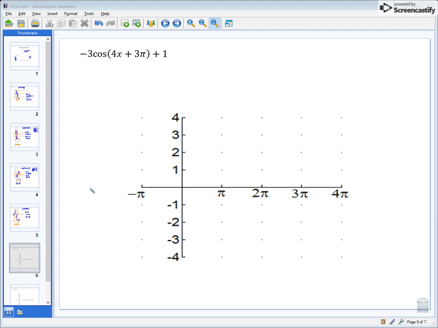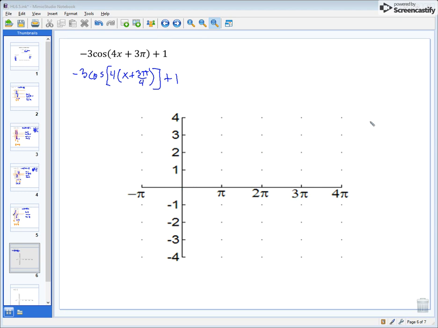We got two more examples. The first one is negative 3 cosine 4x plus 3 pi, and then we add 1 to that. So again, we want to factor out this 4 away from the x. So we have negative 3 cosine, factor out the 4, and you're left with x plus 3 pi fourths, and then plus 1.